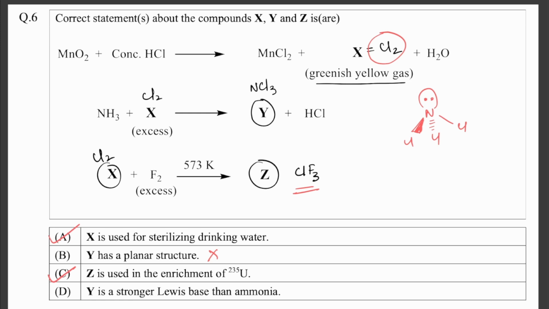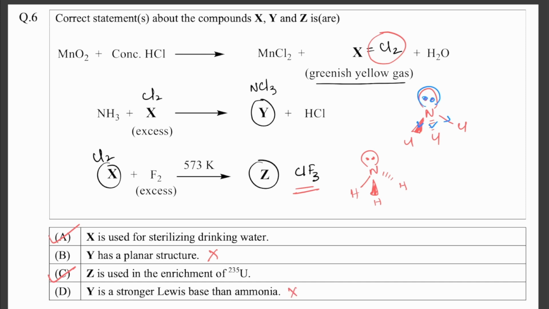And last, Y is a stronger Lewis base than ammonia. So Y is NCl3 and ammonia is NH3. As you know, chlorine is slightly more electronegative than nitrogen, so it will withdraw electrons from nitrogen. So lone pair availability on the nitrogen atom will decrease. So Y, NCl3, will be less basic compared to ammonia. They are saying Y is a stronger Lewis base than ammonia, so that one is also wrong.